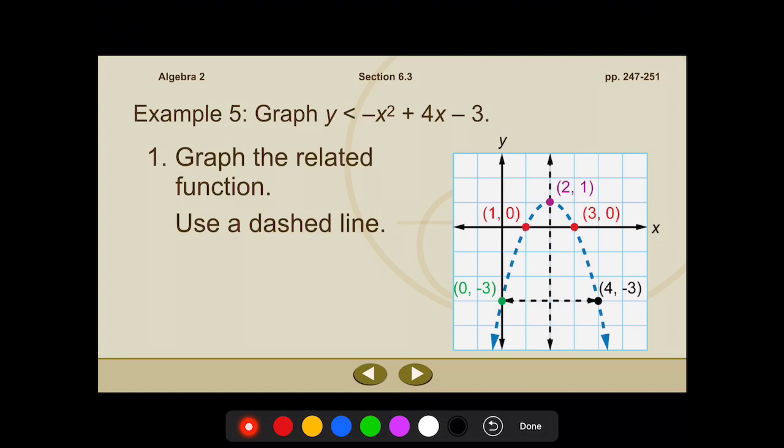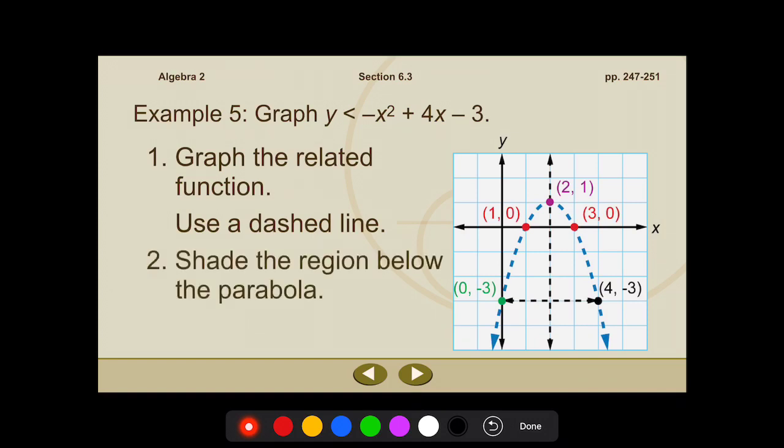And then here I need to shade an area. Remember when we dealt with inequalities with lines, we had to shade above or below the line? We're doing the same thing here. In this problem, it says less than. So we need to go ahead and shade below this parabola. So what you see on the screen there shaded in blue would be my answer.